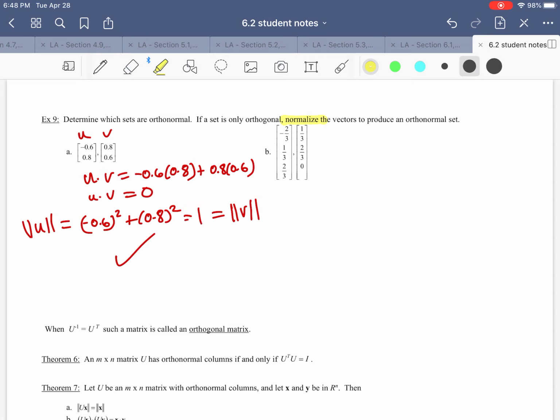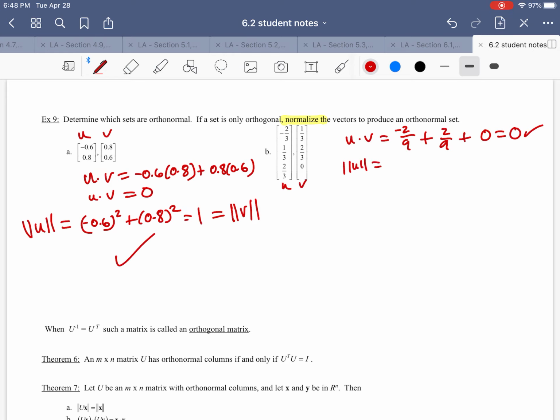So we don't have to do what it's asking right here, to normalize it, which we will have to do on the second one. So we'll call this one u and v. So first of all, let's check u dot v, let's see if it's equal to 0. So negative 2/3 times 1/3 is negative 2/9. 1/3 times 2/3, that's 2/9. And the last one is 0, so that checks out.